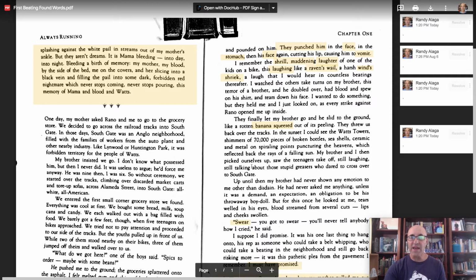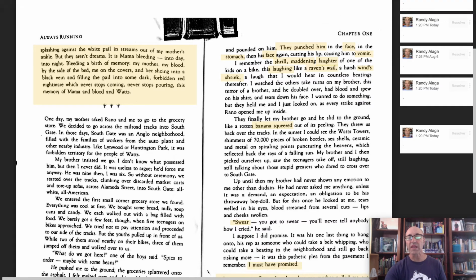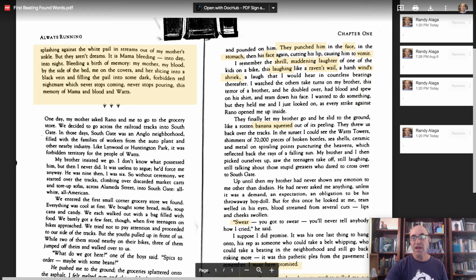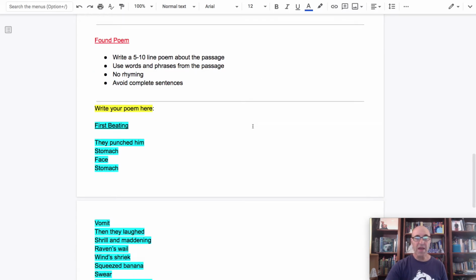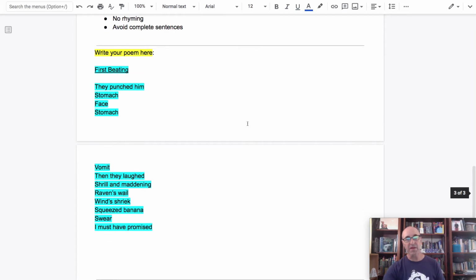So I highlight things that stand out to me, a word or a phrase or parts of it. Then I take those words and I paste them or I copy them into a 5 to 10 line word collage called a found poem. And here is one. Okay?